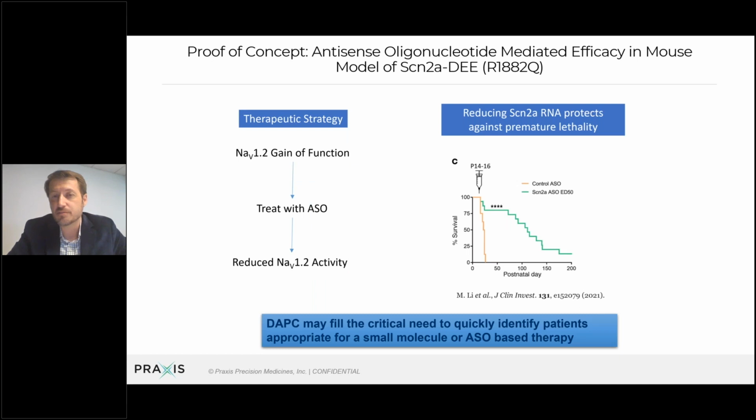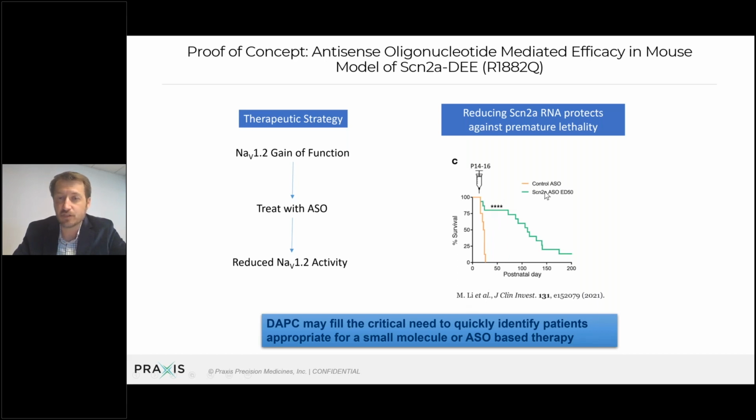Now, there's some proof of concept here, which has been recently published as a therapeutic strategy using mouse models. If you have a gain of function, and in this mouse model, it's the R1882Q human variant, if you treat it with an ASO, you should decrease NaV1.2 activity. If this is causal driving disease, you'd expect a therapeutic response. That's really what was seen. This came out in JCI last year. It's Lee et al., again, out of the Flory and the Petri lab.